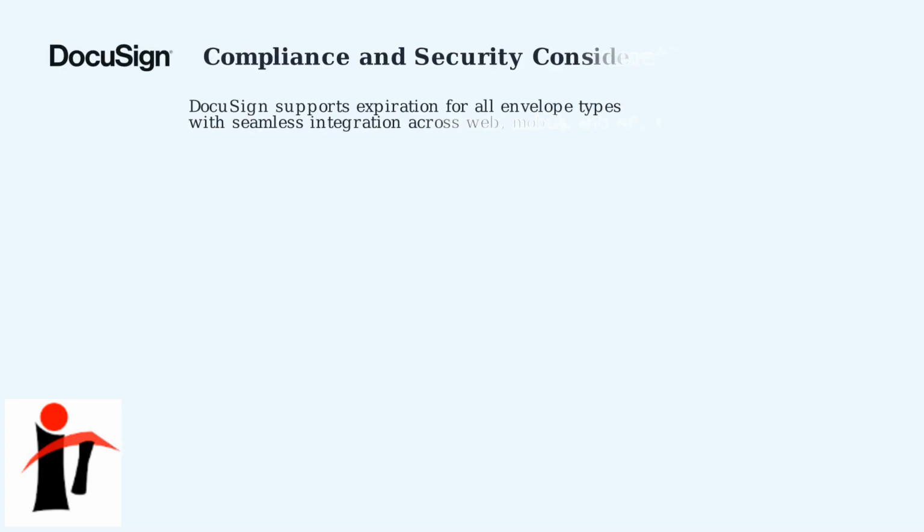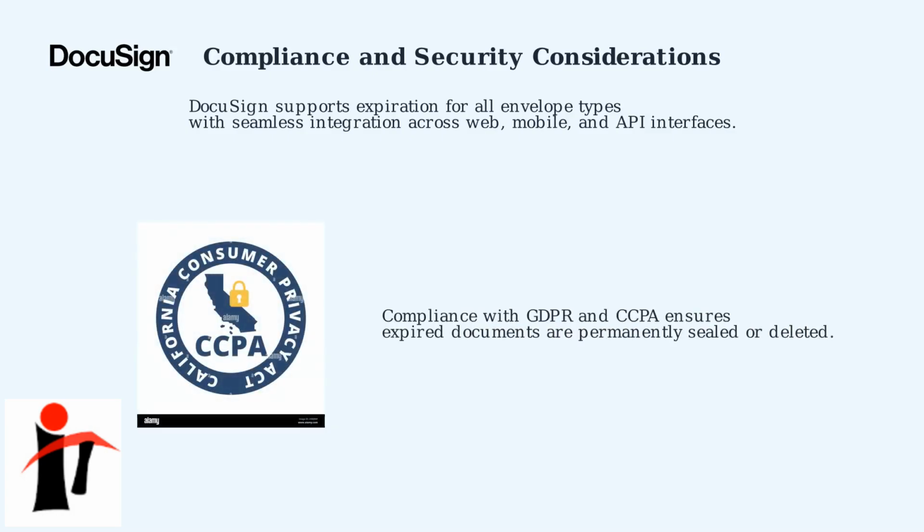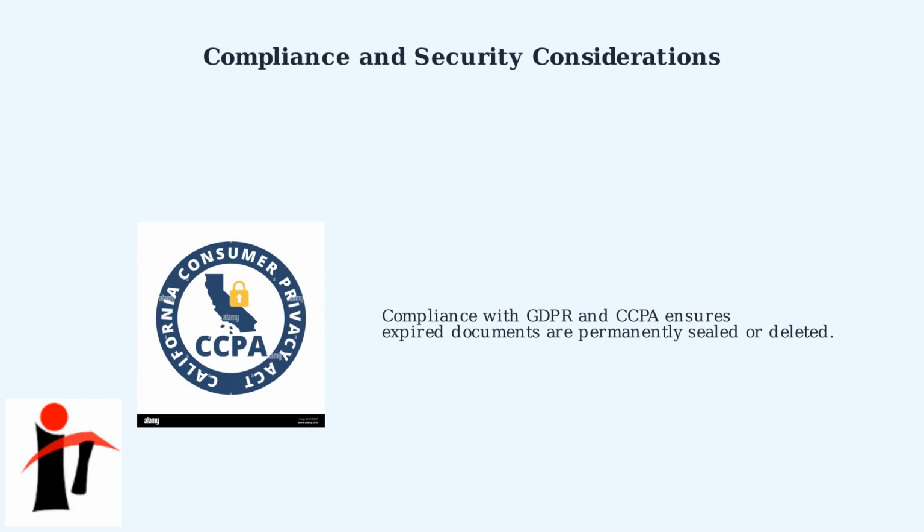DocuSign supports expiration for all envelope types with seamless integration across web, mobile, and API interfaces. Compliance with global standards like GDPR and CCPA ensures that expired documents are permanently sealed or deleted, preventing unauthorized access.